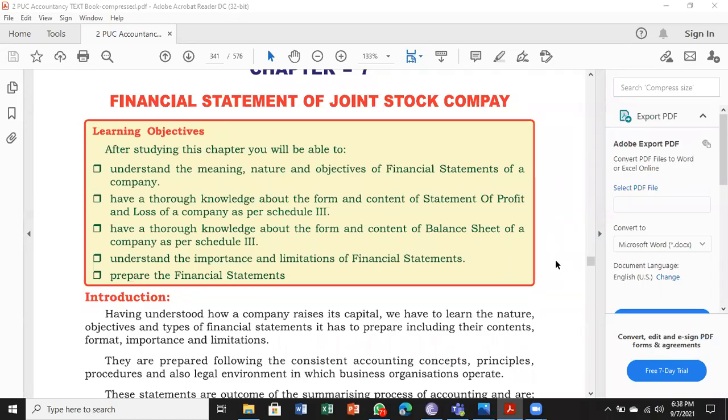Today we will take up the chapter Financial Statement of a Joint Stock Company. As all of you know, a Joint Stock Company is an organization wherein you find more number of members and more capital. Minimum 7, maximum is unlimited. It is a voluntary association. It is also one of the types of business organization which is formed to get more capital to the business.